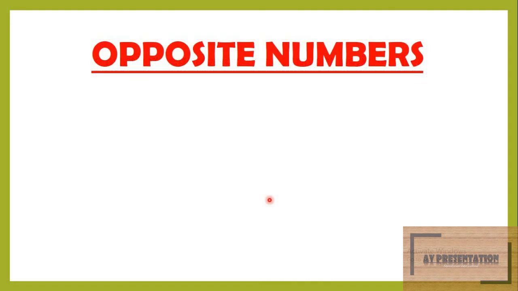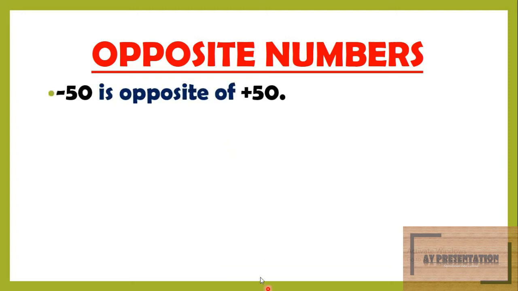Now the next point is opposite numbers. Opposite numbers means the same number but with opposite signs. For example, here negative 50 and here positive 50. Both numbers have different signs. The number is the same but the sign is different, so the value is also different. So negative 50's opposite number is positive 50.